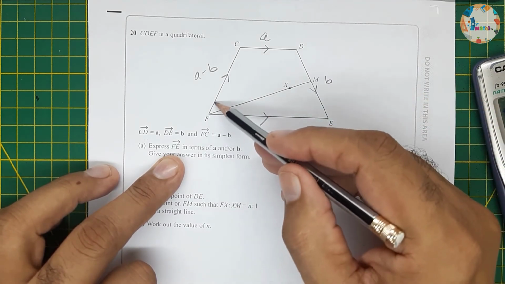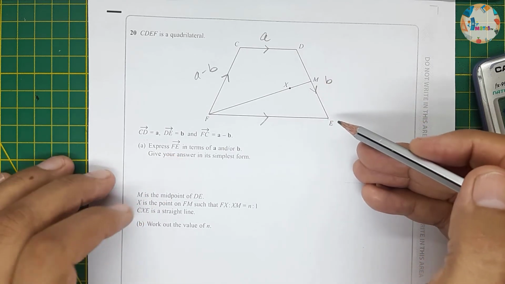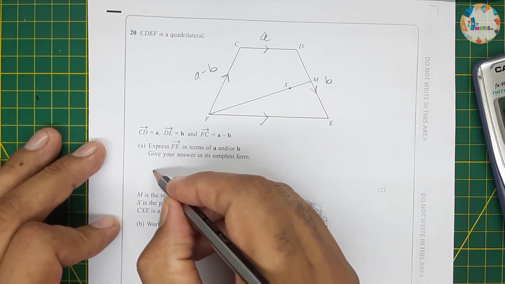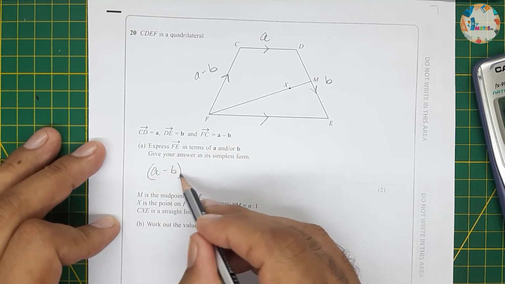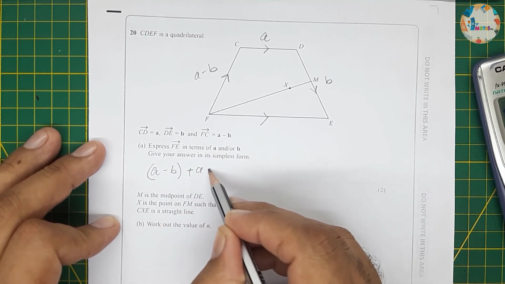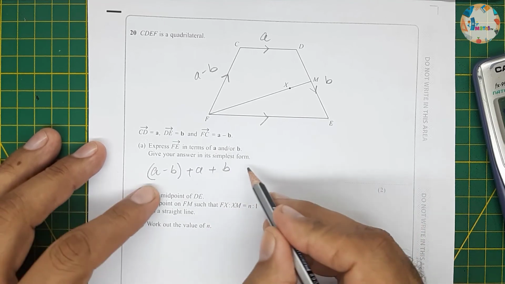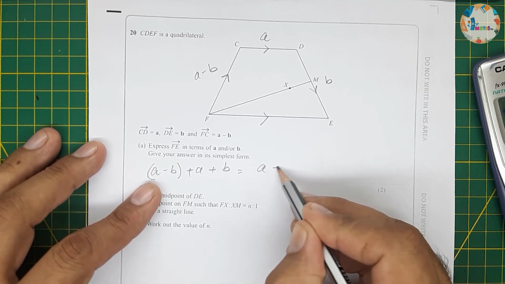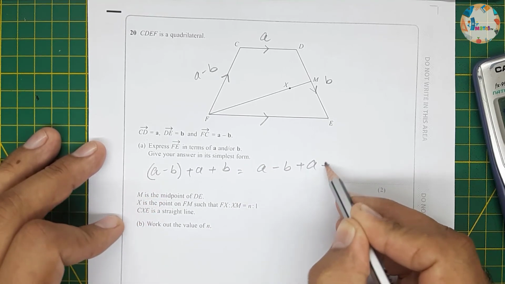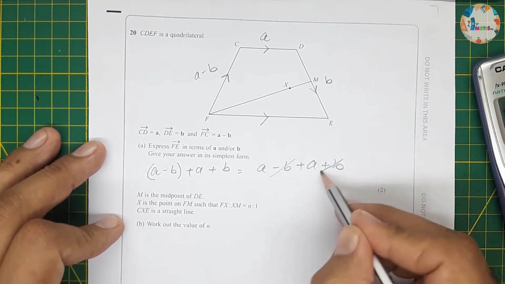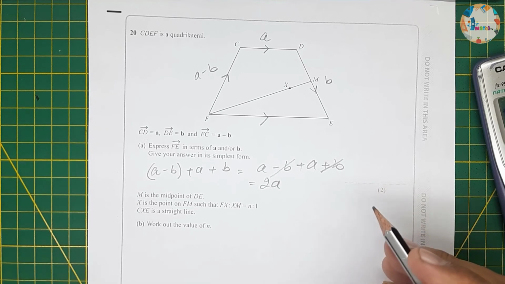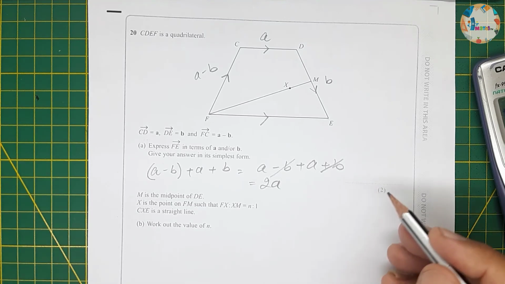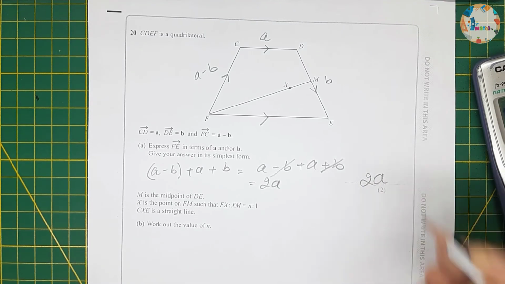So we can add these three vectors. This is simpler. So we can add A minus B plus A and plus B. So we can open this. This will be A minus B plus A plus B. So minus B and plus B will be cancelled. This will be equal to 2A. So our answer to this part will be 2A.